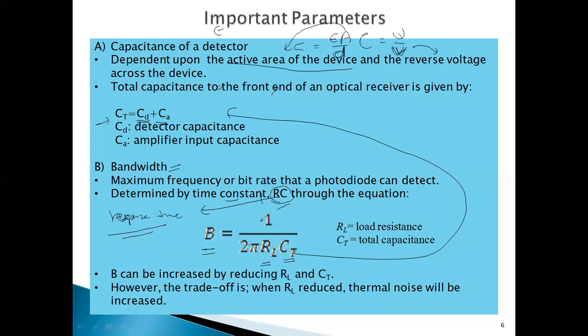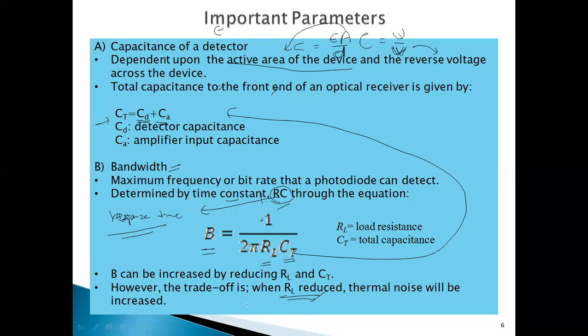Because we know that higher bandwidth is very much required in communication. But care has to be taken, because if we reduce the RL, the effect will be that the thermal noise will be increased. Thermal noise will be increased when we reduce the RL.